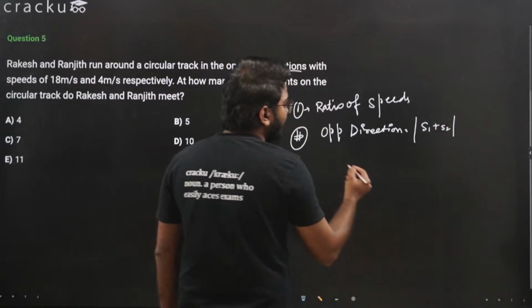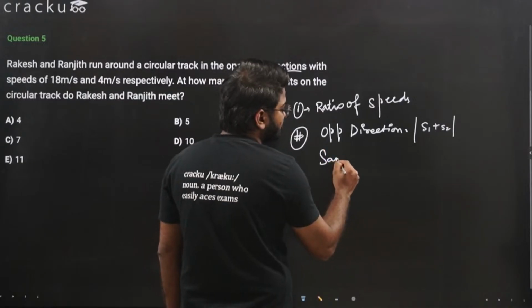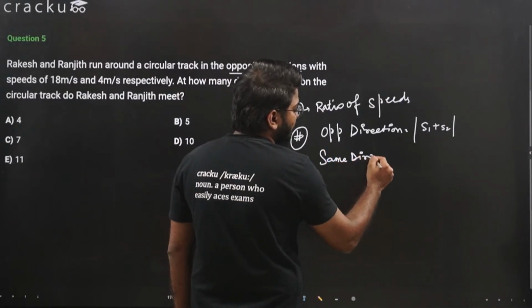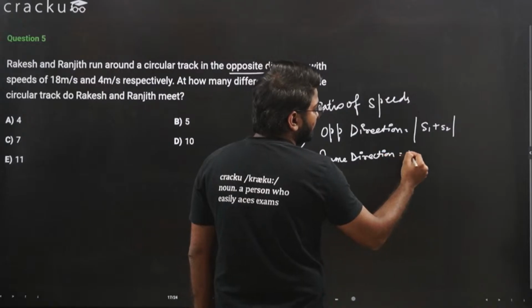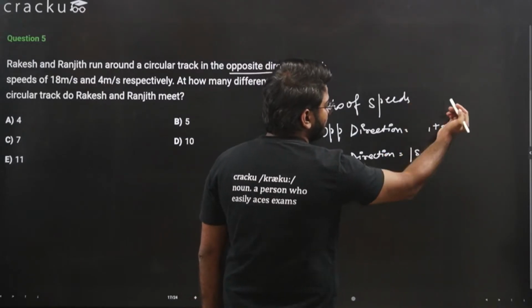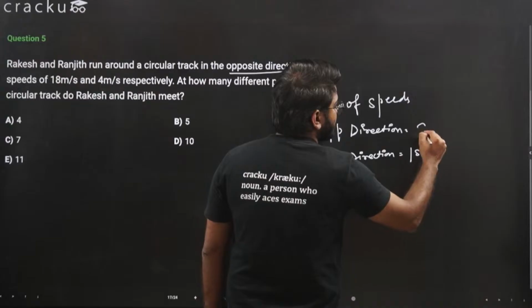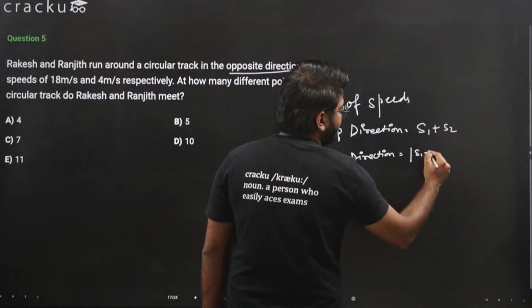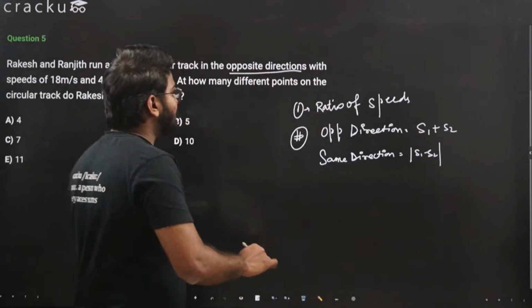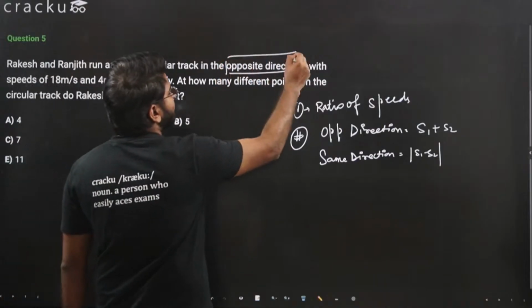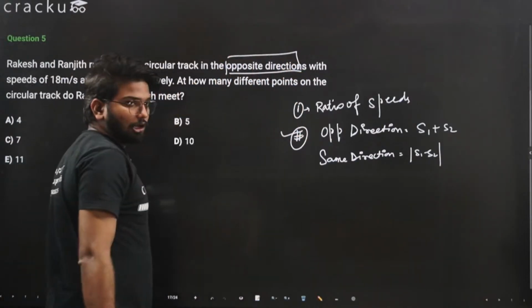and if they are moving in same direction, then this will be the difference of their speeds, S1 plus S2 for opposite and difference of their speed for same. In this case, they are moving in opposite direction. So we need to use the first logic.